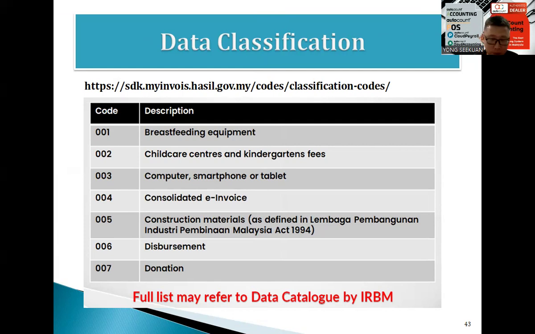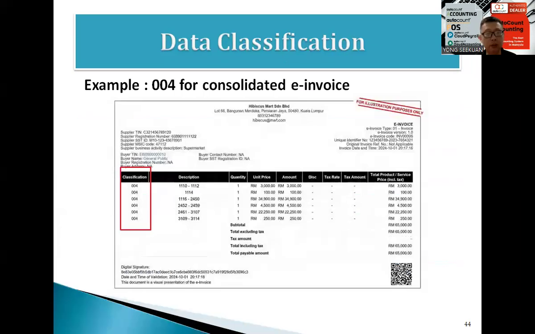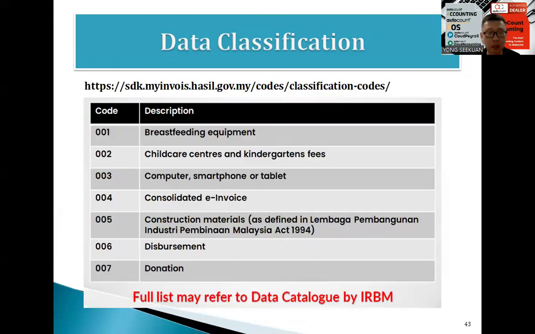So just take note to understand this data classification: 004 is for consolidated invoice. Let's say I'm selling computers, but I'm a retail shop and I consolidate invoices. Then does this consolidated invoice still remain in 003? No. As long as your receipt or invoice is consolidated, it is classified as 004. This is what I want to tell you about the data classification.